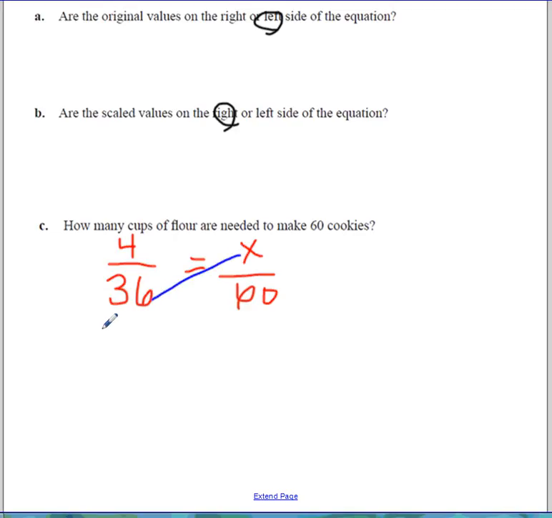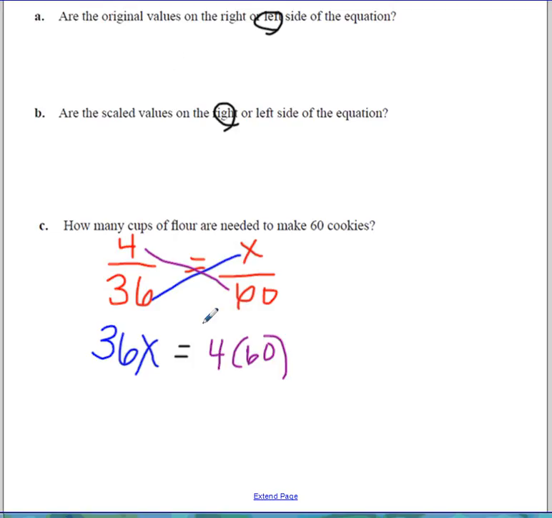The 36 is across from the x, so we'll have 36x, which means 36 times x. Anytime a number and a variable or a letter are next to each other without anything in between, it means multiplication. So 36x means 36 times x. And we have our 4 across from our 60, so we'll do 4 times 60. Again, I like to use parentheses so my x doesn't get confused with a variable versus multiplication.